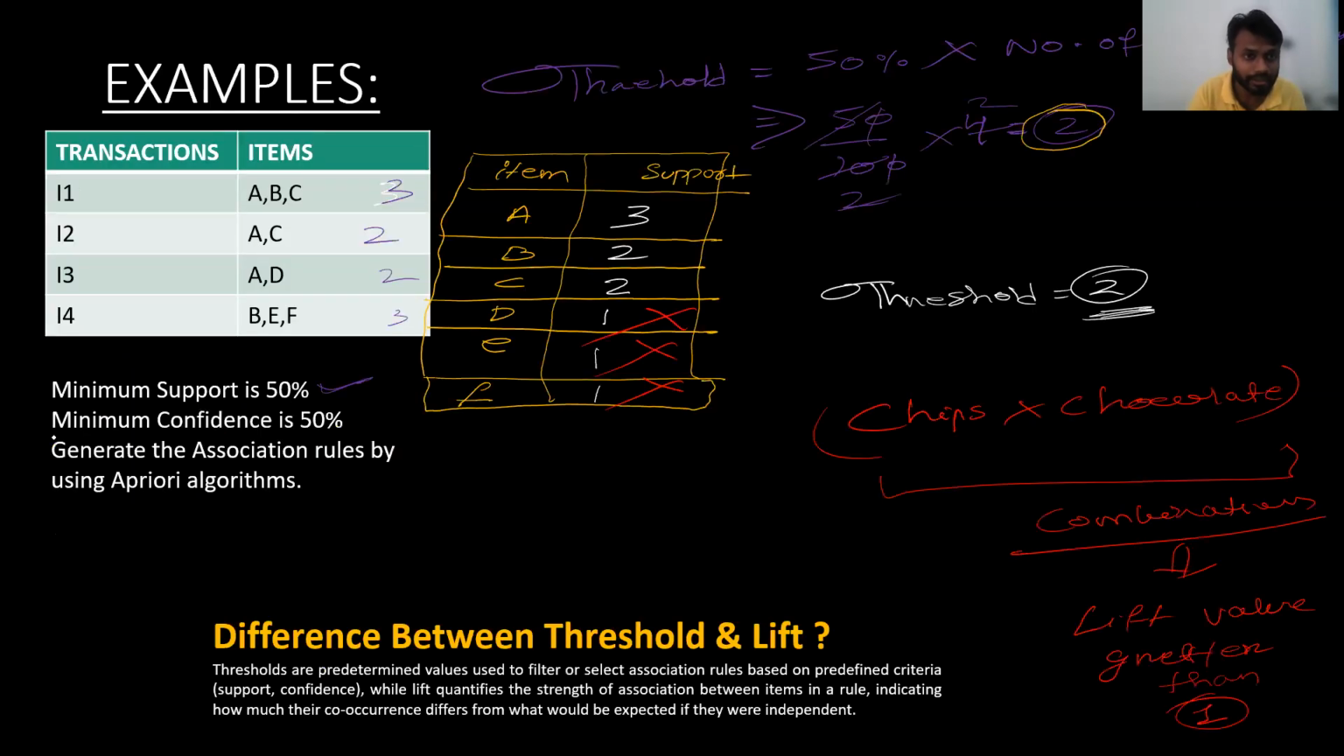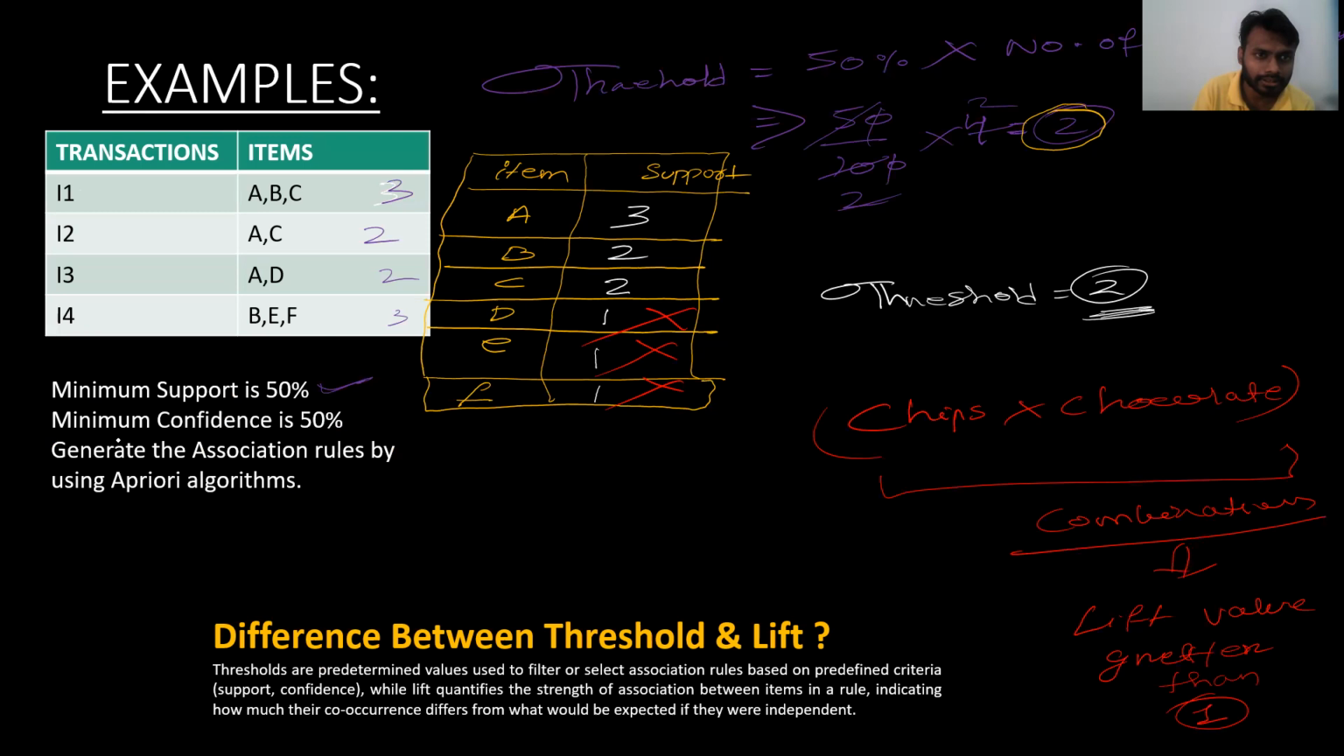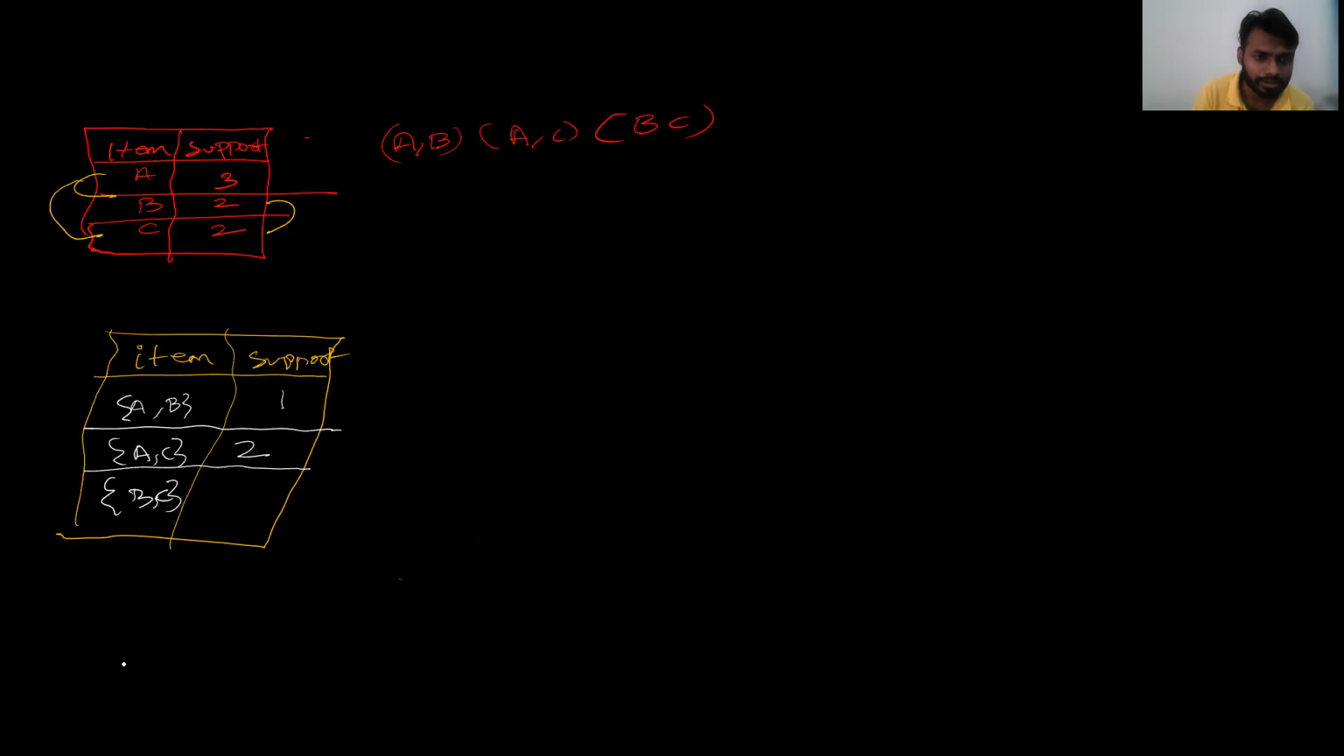Go for the AC part. Transaction 1 buys A and C, and the other transaction also buys A and C, and there is a no in the remaining one. So the total is 2. Now go for the BC part. Transaction A has BC, and in the other transaction only B is there. So it means there is a single one.